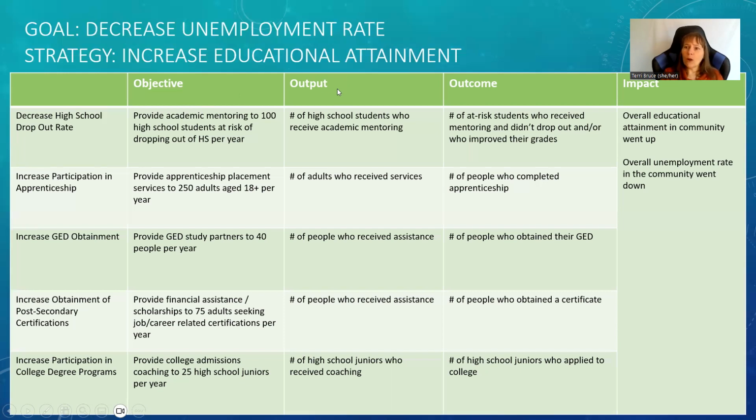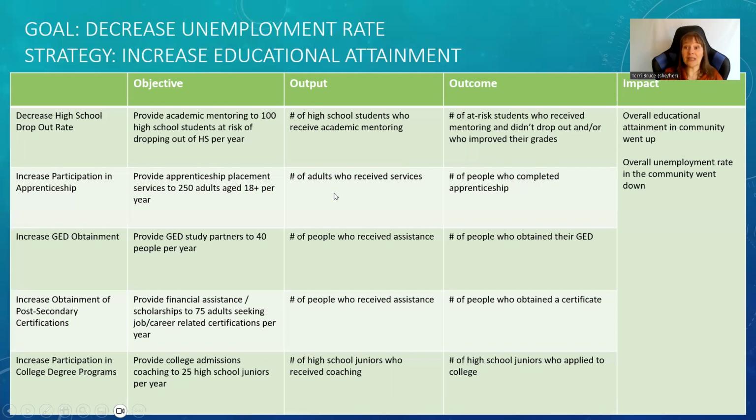So what would the output be for this? I think for each of these, this is where organizations start to overthink it. The output is just the measure of volume. You've already said what your volume is going to be. It's how many people got the academic mentoring. You're aiming for 100. Did you achieve 100? That's all it is. It's just how many people got the service.